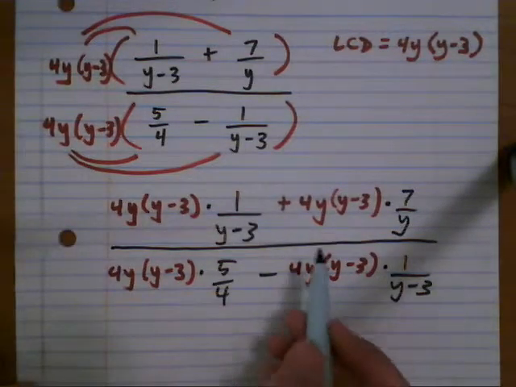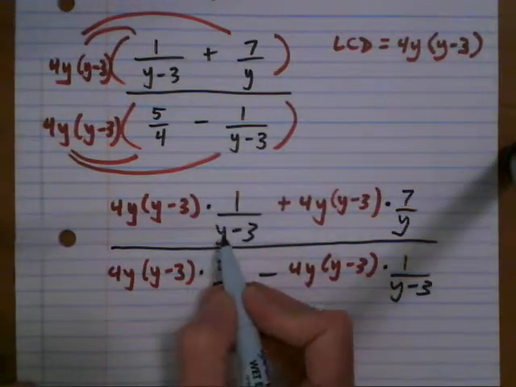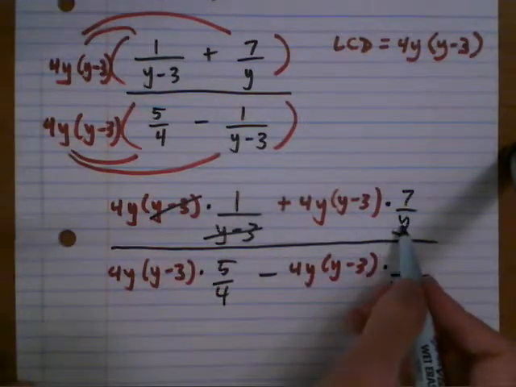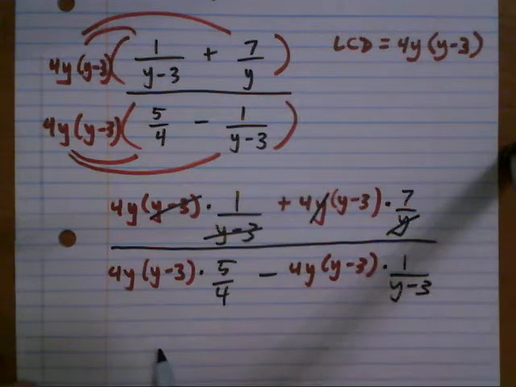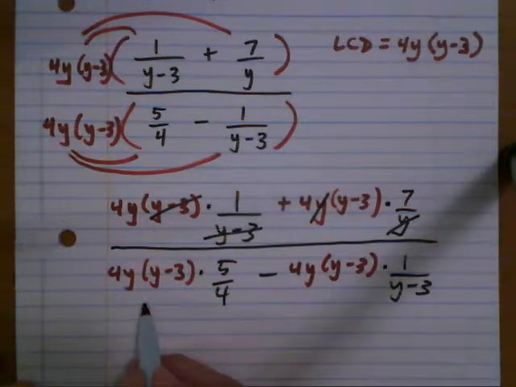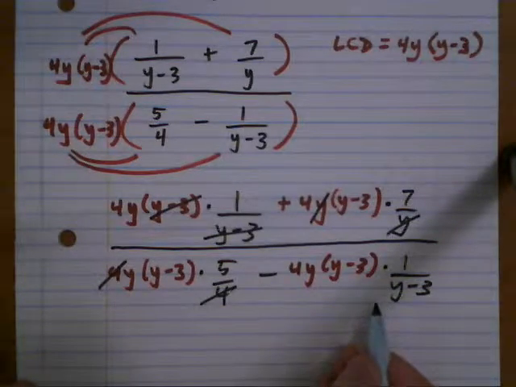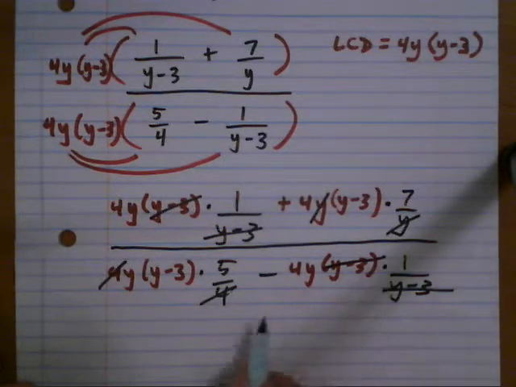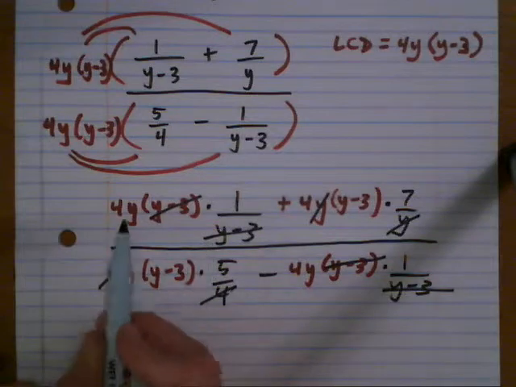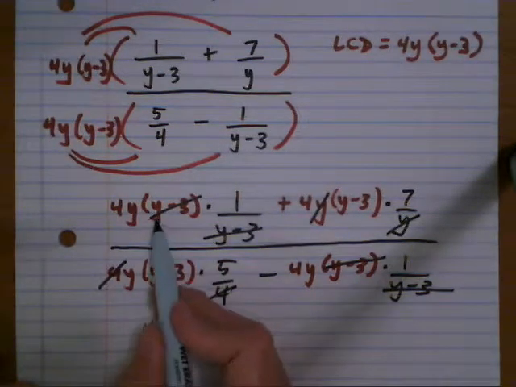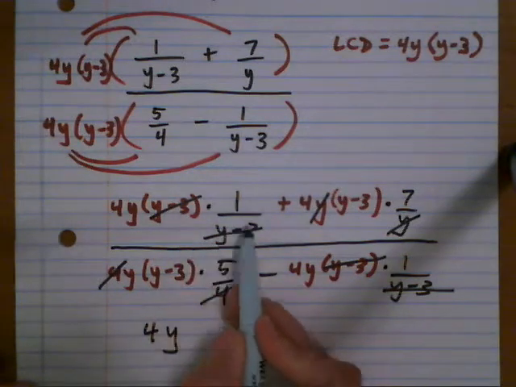We want to divide out common factors. On this first one, we can divide out y minus 3 top and bottom. And here we can divide out a y. On the bottom left, we can do a 4. And on the right term here, we can do y minus 3. And let's write what we have left now. We have 4y, and this all divided out to 1.